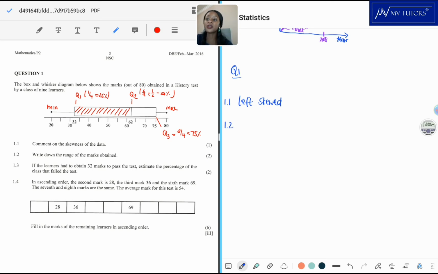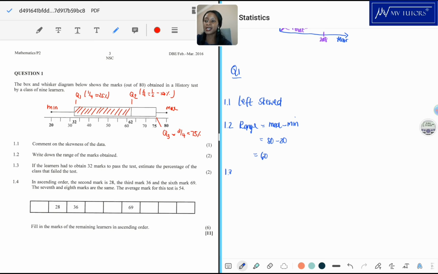Now it says write down the range of the marks obtained. We did say that range is basically your maximum minus your minimum. And what is your maximum? Your maximum is 80. Your minimum is 20. So your range is 60. Range is not mean, okay? That is not the average, please.